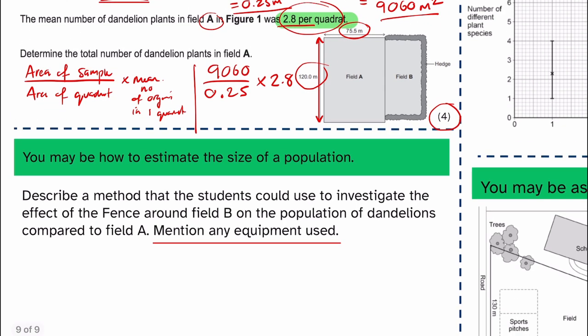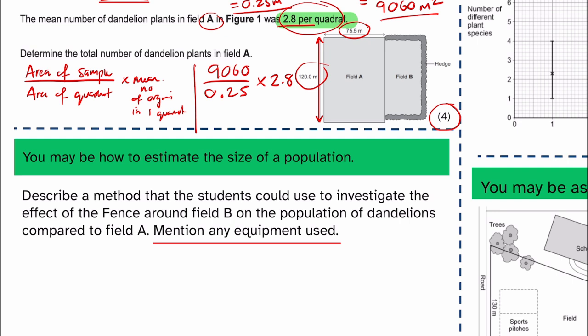So all you need to say is this. They would measure the length of field B with a tape measure. They would measure the width of field B with a tape measure, and they would find the area of the field using length times width. They would get a quadrat, and they would find the area of the quadrat. You don't need to say the area of the quadrat. They would then place the quadrat randomly in field B and count the number of organisms within the quadrat. They would repeat that 10 times. They would calculate a mean number of organisms in one quadrat.